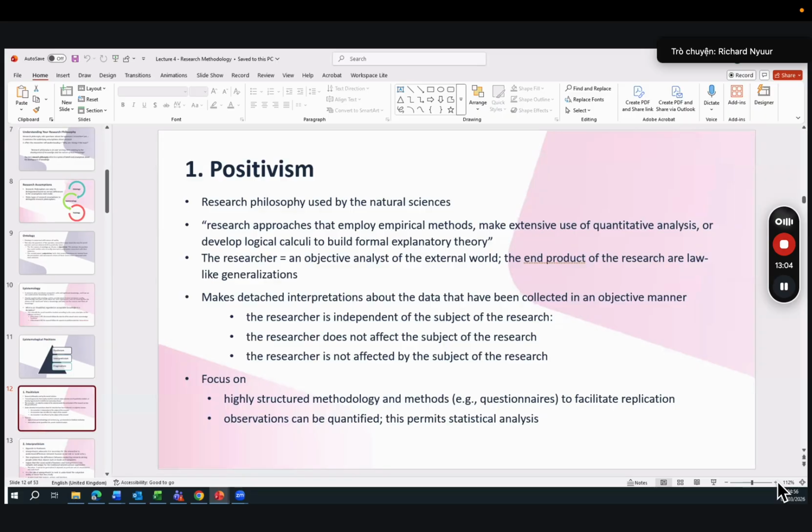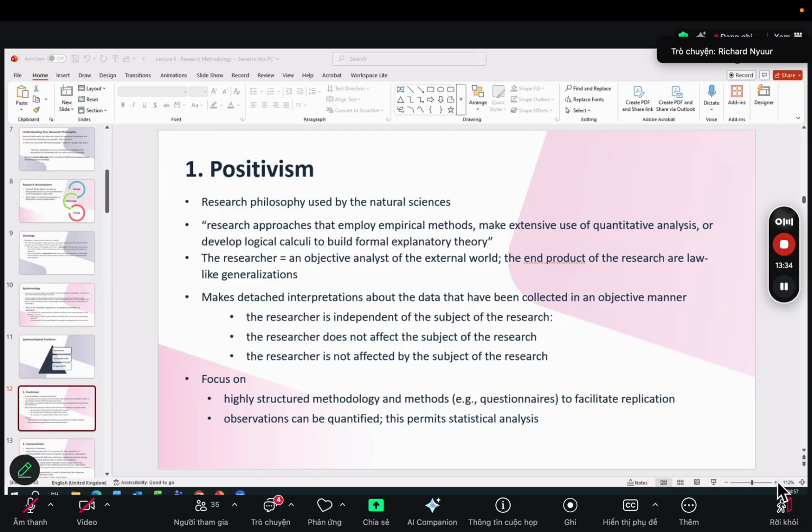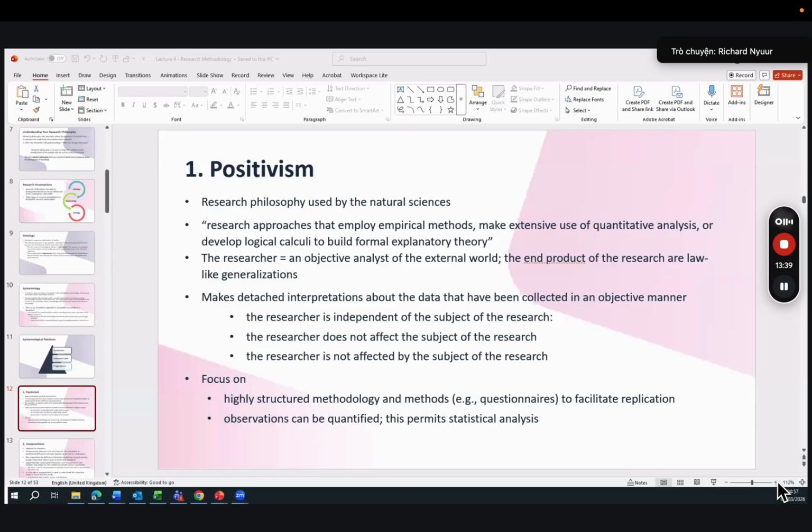The researcher does not affect the subject of the research, and the researcher is not affected by the subject of the research. So people take their responses, and then those are coded into numbers. Those are coded into numbers, and then analyzed. And the researcher has no input in that sense, in terms of the data or the interpretation.